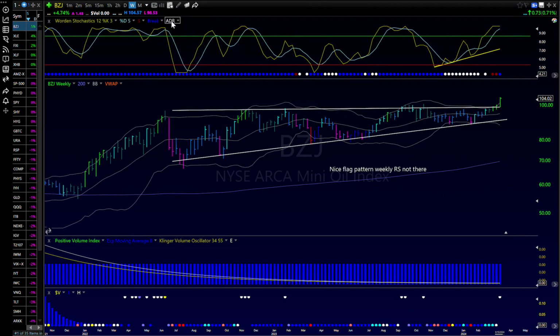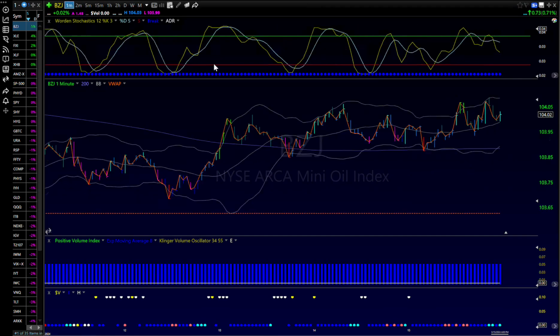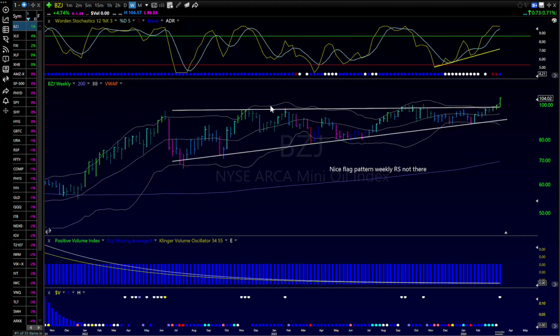And then I have ADR on here as well. So that's ADR for whatever time frame you're on. So if you're day trading intraday, if you're on a 1 minute, the ADR could be a 5. So that's very important to know, so that I always have that handy and visible.